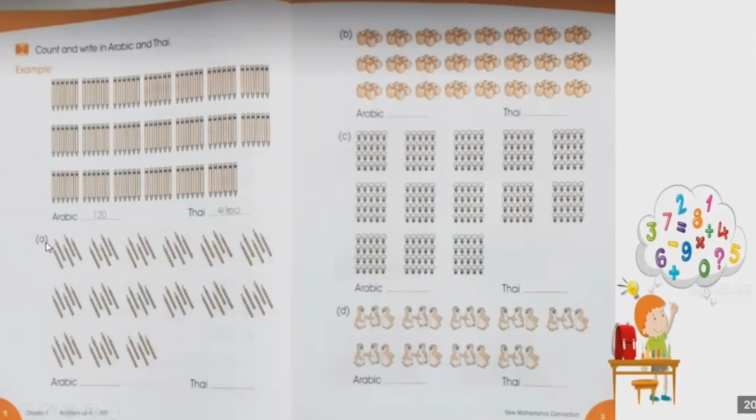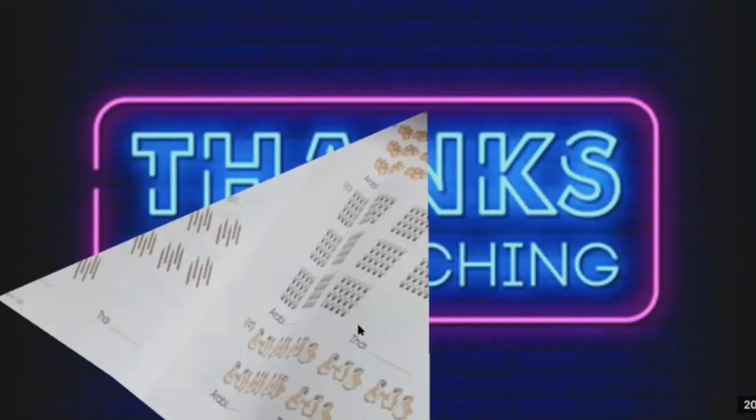Then another exercise here, you have to count and write it here. For letter A, the example is given here. Letter A, you have to answer it here. Letter B, letter C, and letter D. So you have to answer all.